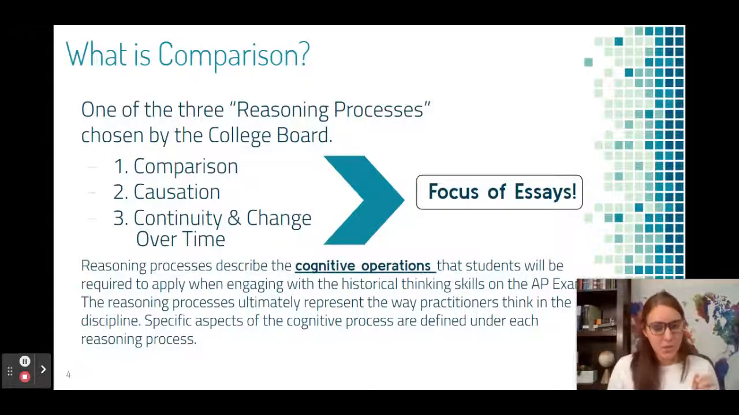So, comparison is one of the three reasoning processes that are emphasized by the College Board. And these are the three processes that will be the focus of your essays. They also are part of your short answer questions and also part of the multiple choice questions. So, these are really the three most important cognitive operations that you will do on the AP exam.